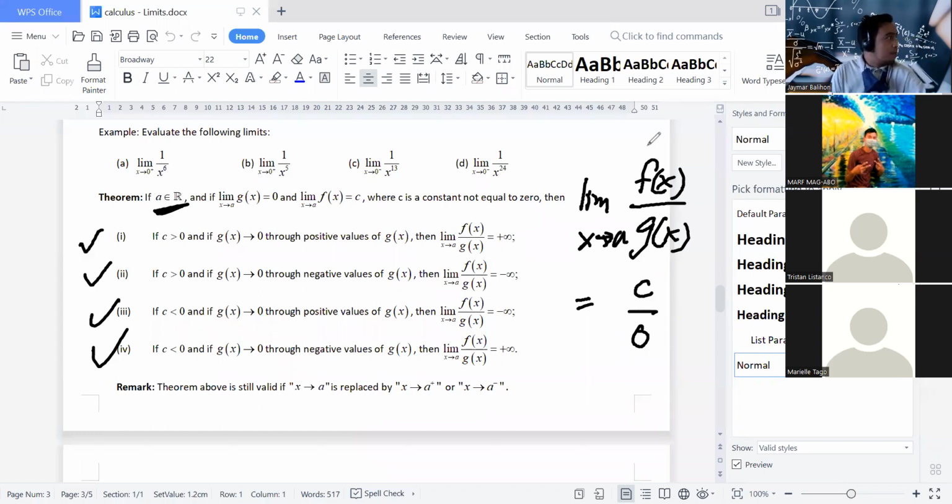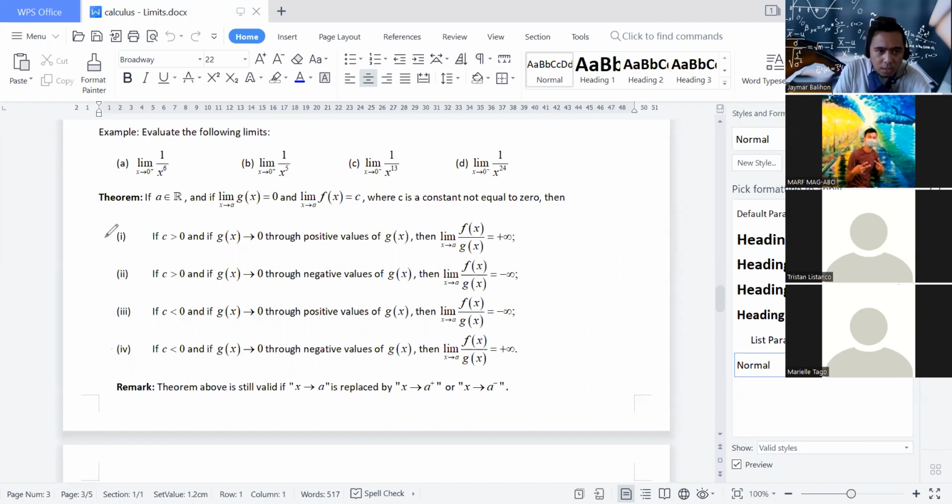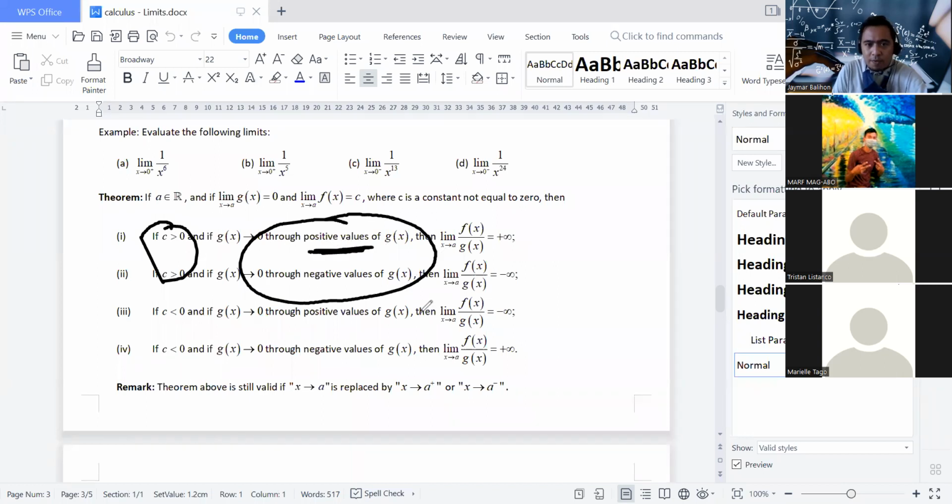The first thing that you're going to do is consider if your c is positive. If your c is positive, then you consider where your g of x is headed. It's either positive values of g of x or negative values of g of x. We will discuss how to determine that later. If g of x approaches 0 through positive values, then your answer is positive infinity. And if g of x approaches 0 through negative values, then your answer is negative infinity.